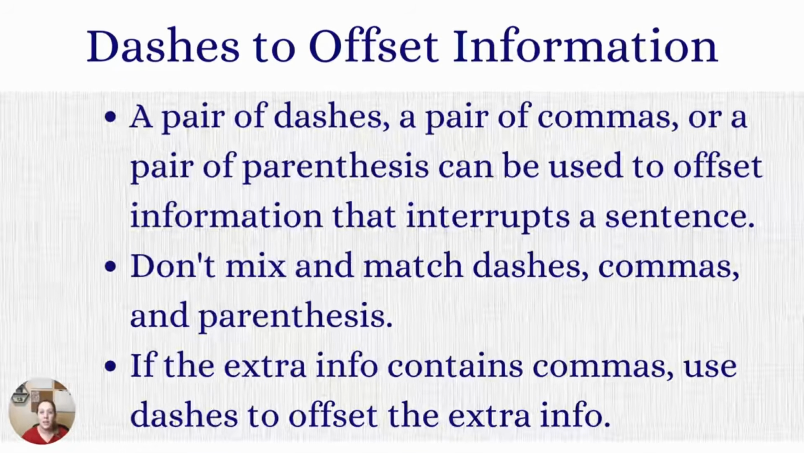So there's actually a couple different ways you can do this. You could do it with dashes, you could do it with a pair of commas, or sometimes even parentheses. Basically, what you're doing is you're offsetting or setting apart the extra information that is interrupting the sentence. However, when you do this, you don't want to mix and match dashes with commas or dashes with parentheses. So basically, if you're going to offset extra info, you either need two dashes, one on either side, two commas, one on either side, or parentheses, one on either side.